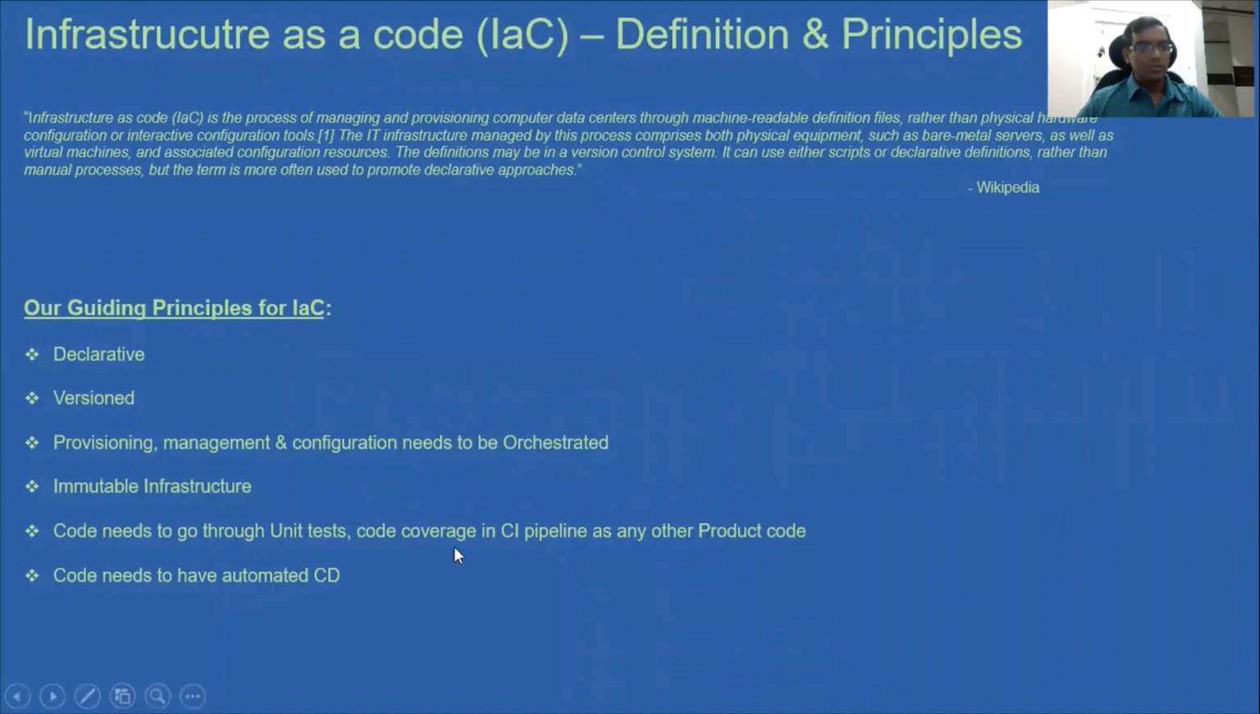Code needs to go through the unit test and code coverage in the CI pipeline as any other product code. The IaC should also have an automated CD. So these were some of the basic principles with which we designed our infrastructure as code for this deployment.